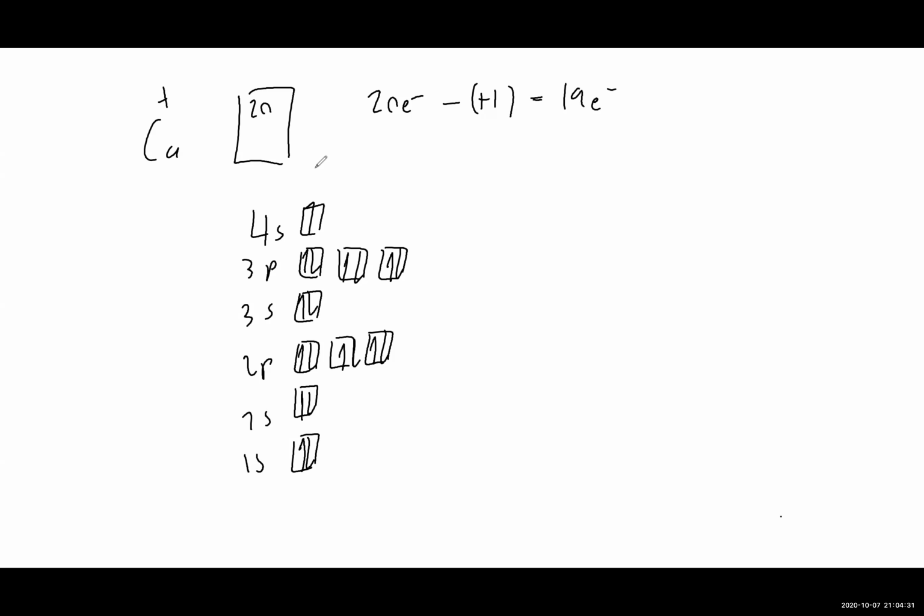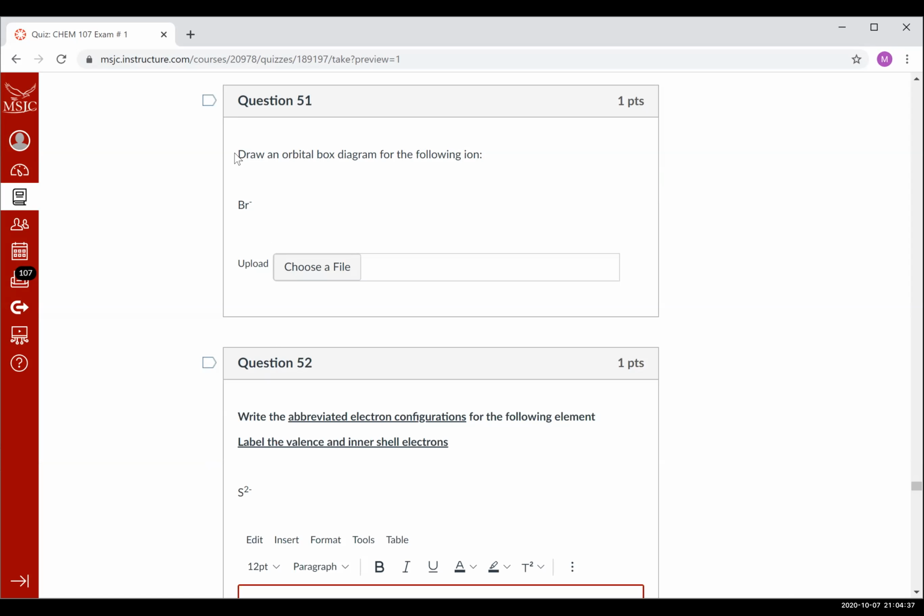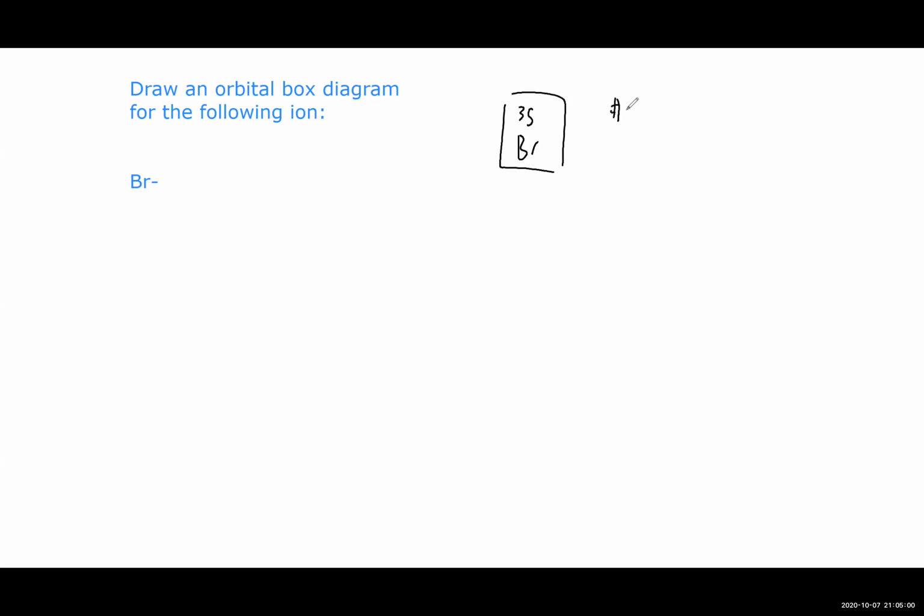Okay, let's keep going then. So now we're asked to draw an orbital box diagram for Br minus or bromide. So let's work on that. So looking in the periodic table, we know that bromine has an atomic number of 35. So our number of electrons is equal to our atomic number plus the charge, which gives us 36 electrons. We then write out our orbital box diagram.